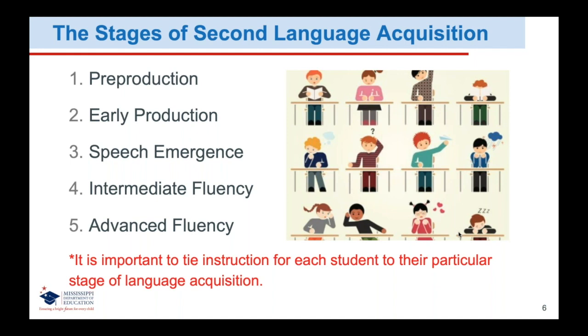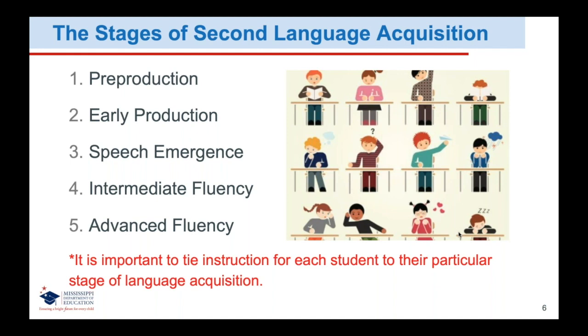So that first stage is pre-production, and in the pre-production stage, these students have very little or no comprehension of English. They're really just learning survival English, and they may go through an actual silent period. It's not uncommon for EL students who are in this pre-production stage to go through a silent period where they say nothing.